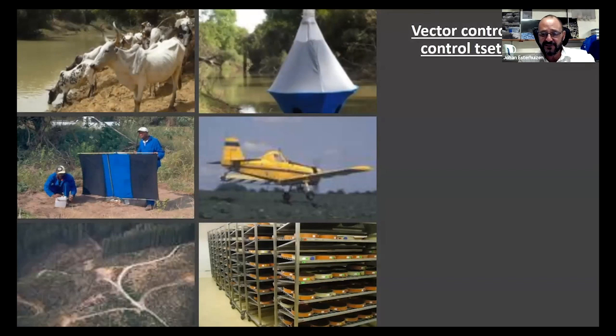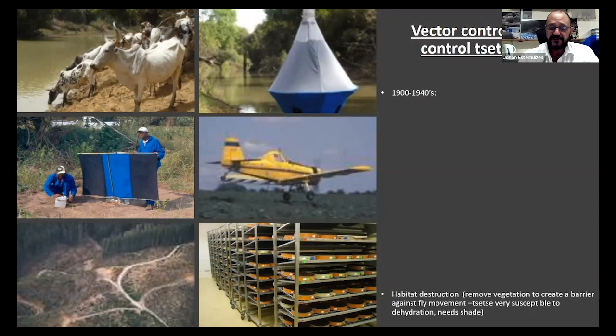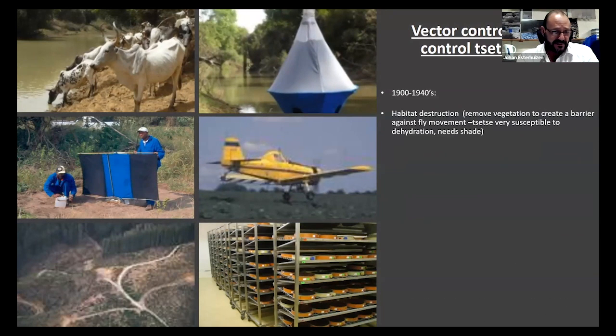Okay, so how do we actually control the flies? From 1900 to the 1940s, it was really quite a destructive method of control, mainly through habitat destruction. The idea was that if you remove the vegetation, you create a barrier which the flies can't cross. This is because tsetse flies are very susceptible to dehydration. It really needs shady areas. It can move short periods through a sunny area without shade, but at some point it needs to get back to the shade.